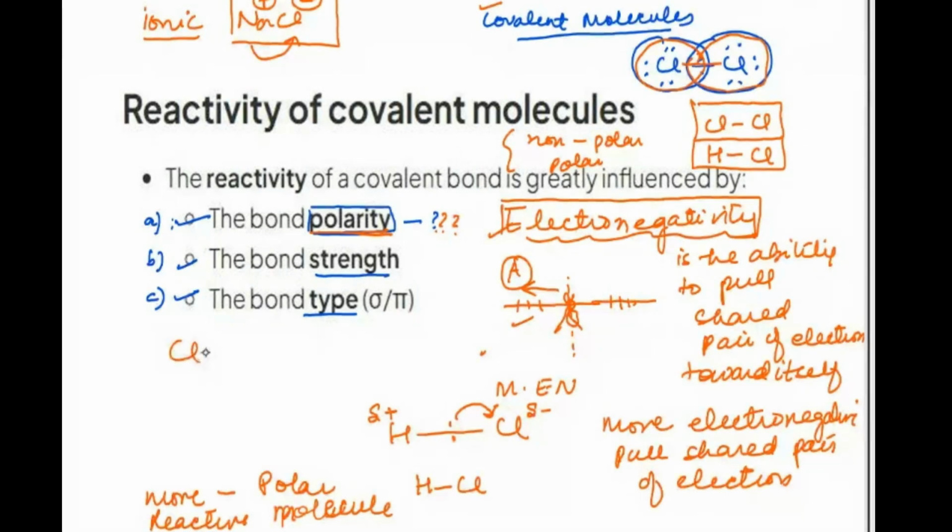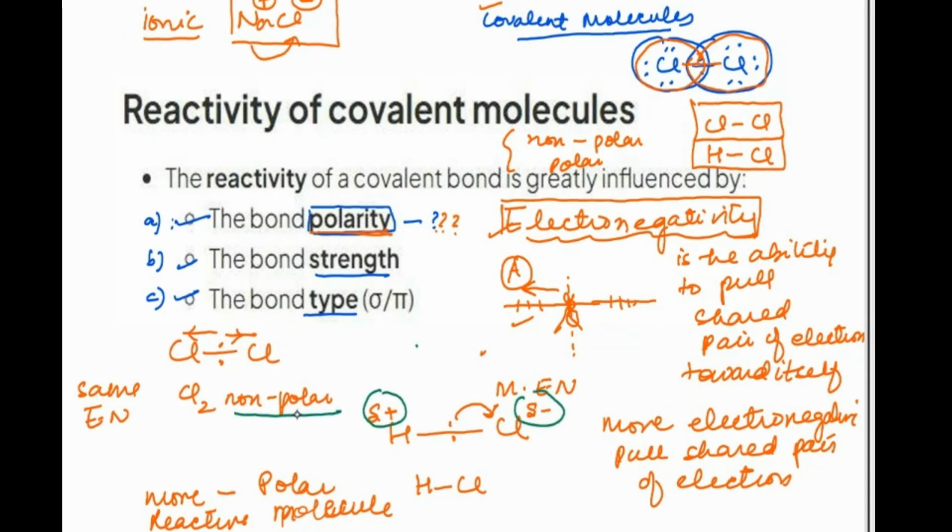But when we talk about chlorine and chlorine, they both have the same electronegativity, right? This chlorine and this chlorine. So the shared pair of electrons will be equally pulled by both chlorines. So this chlorine molecule will be said to be non-polar, right? They won't attain any kind of polarity or any kind of charges on them like hydrogen chloride. So that is why we're calling them non-polar. And non-polar molecules are relatively less reactive in nature.